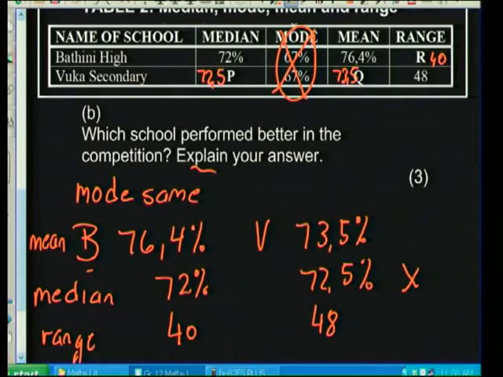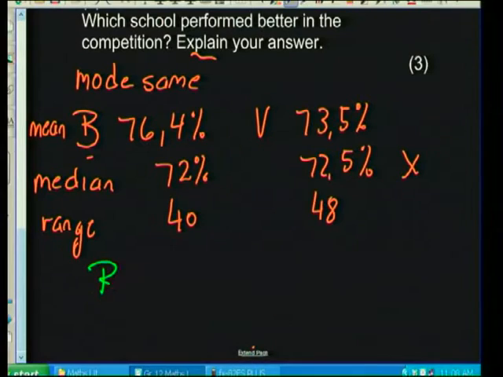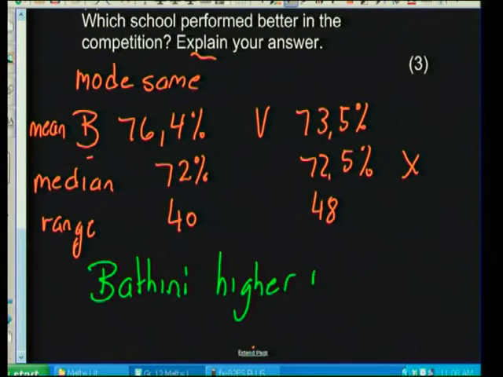What we see from our mean is that Bethany High School actually performed better. They had a better average overall. And one of the reasons they had a better average is that their range was smaller. So they had all their people within a smaller value than Vuka, which had a larger range and a lower median. So I'm going to say it was actually Bethany, because they've got a higher mean and lower range.